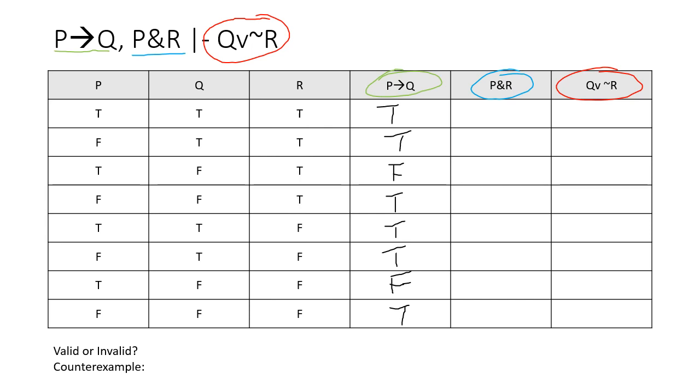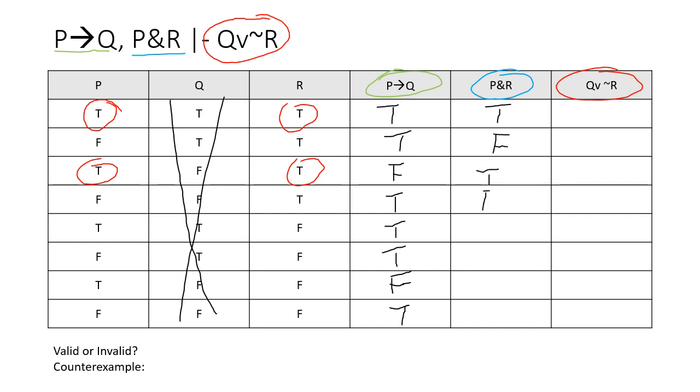Now looking at this next one, P and R. It's an ampersand, so it's going to be true wherever both sides are true. So here they're both true, and here they're both true. All the other ones, at least one of them is false, so we got true, false, true, false, false, false, false, false.